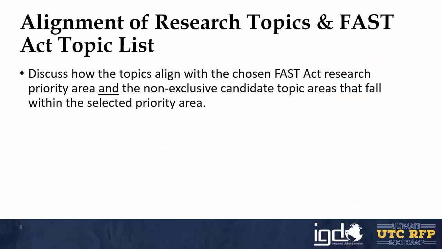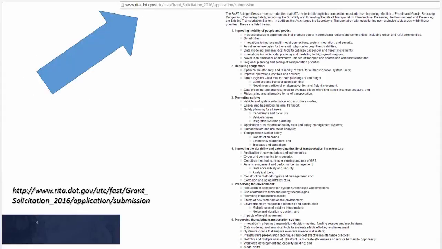So now the third thing that they ask for as part of the research abstract is the alignment of research topics and FAST Act topic list. So really, how does what you're proposing directly tie with what they've specified in the RFP? So going beyond what was just listed in the legislation, now getting into the details to make sure that what you're looking at is exactly what the US DOT needs.